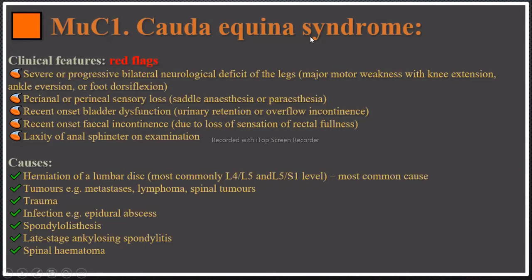It's not a cause, okay? If they ask you about the cause, think about herniation of lumbar disc. This is the most common cause. If they give you a scenario with these features and they ask you about what is the most likely cause, don't say Cauda Equina syndrome. It's not a cause. It's a diagnosis or complication that happened. So choose herniation of lumbar disc if you find it. Otherwise choose tumor, whatever, metastasis, lymphoma, spinal tumor, choose trauma, infection. As we mentioned, all differential diagnoses.